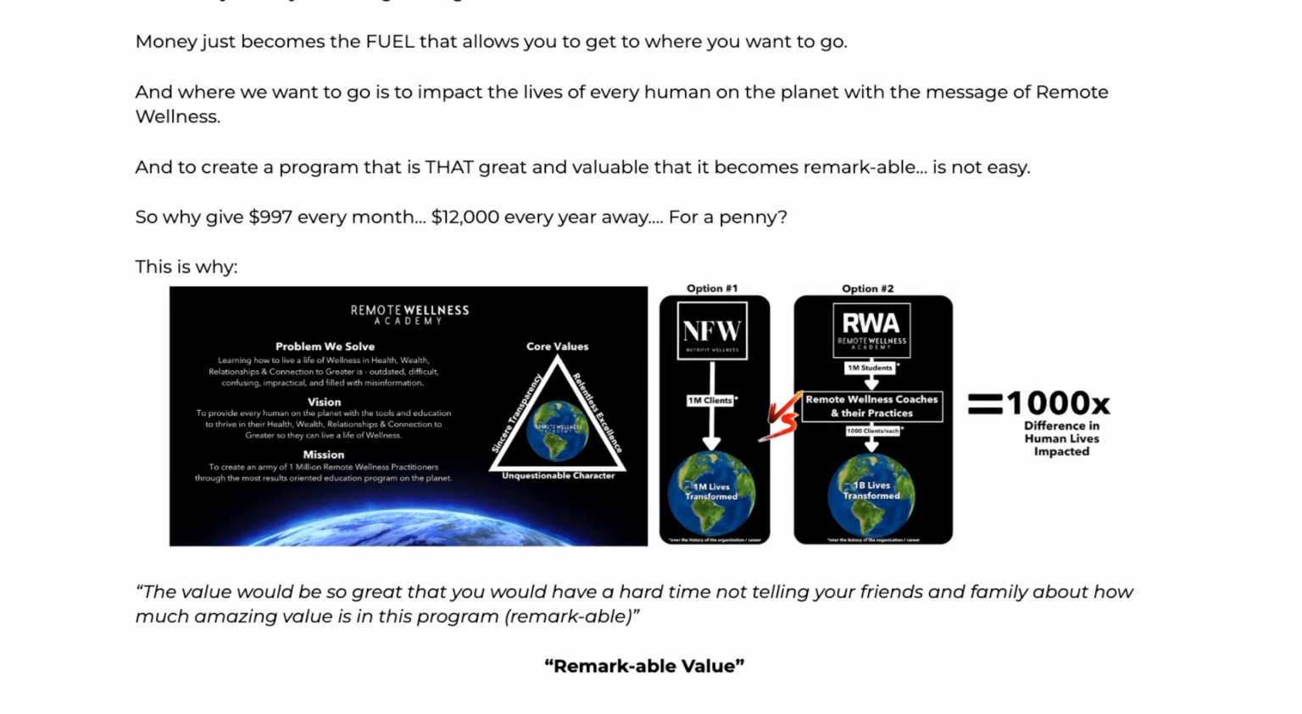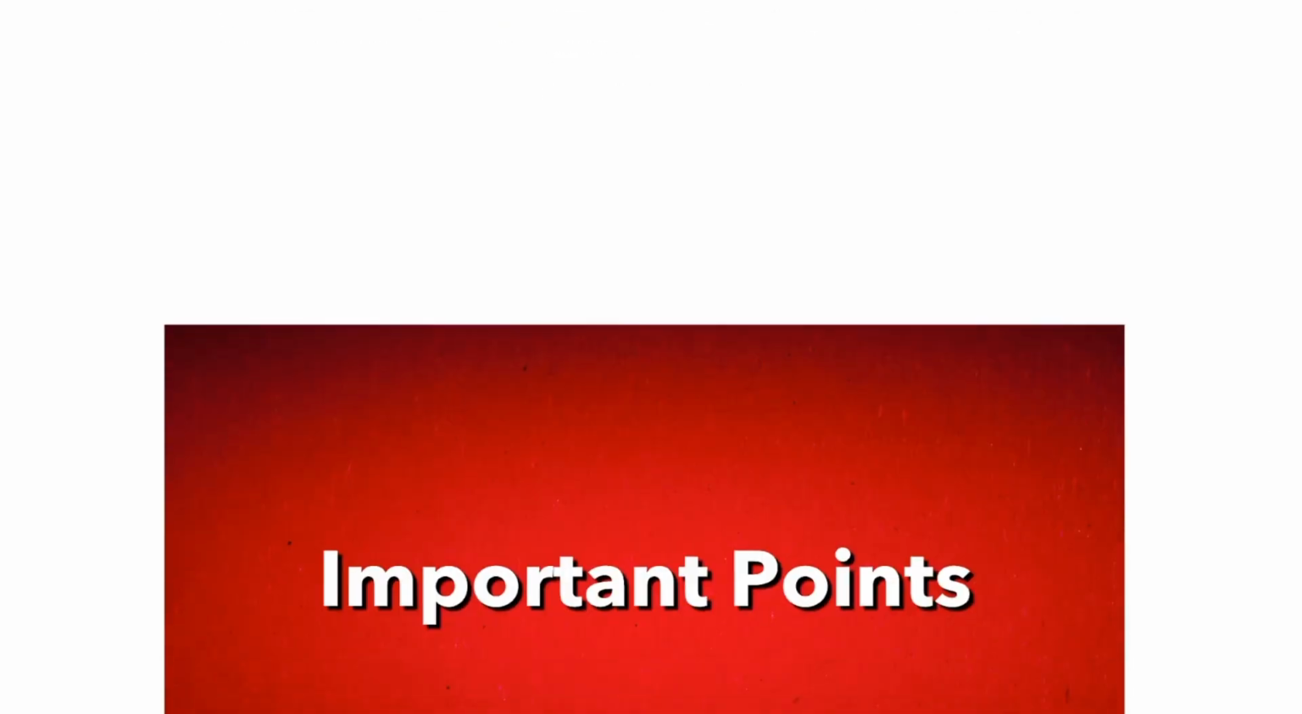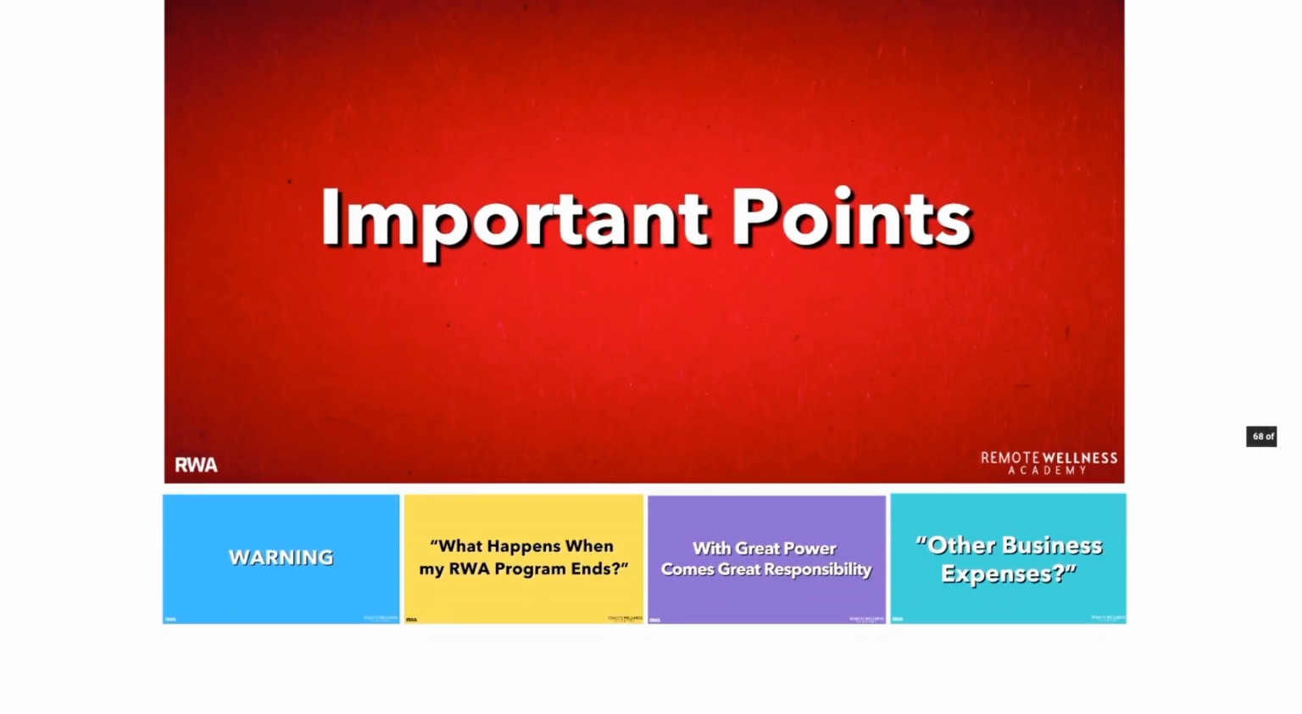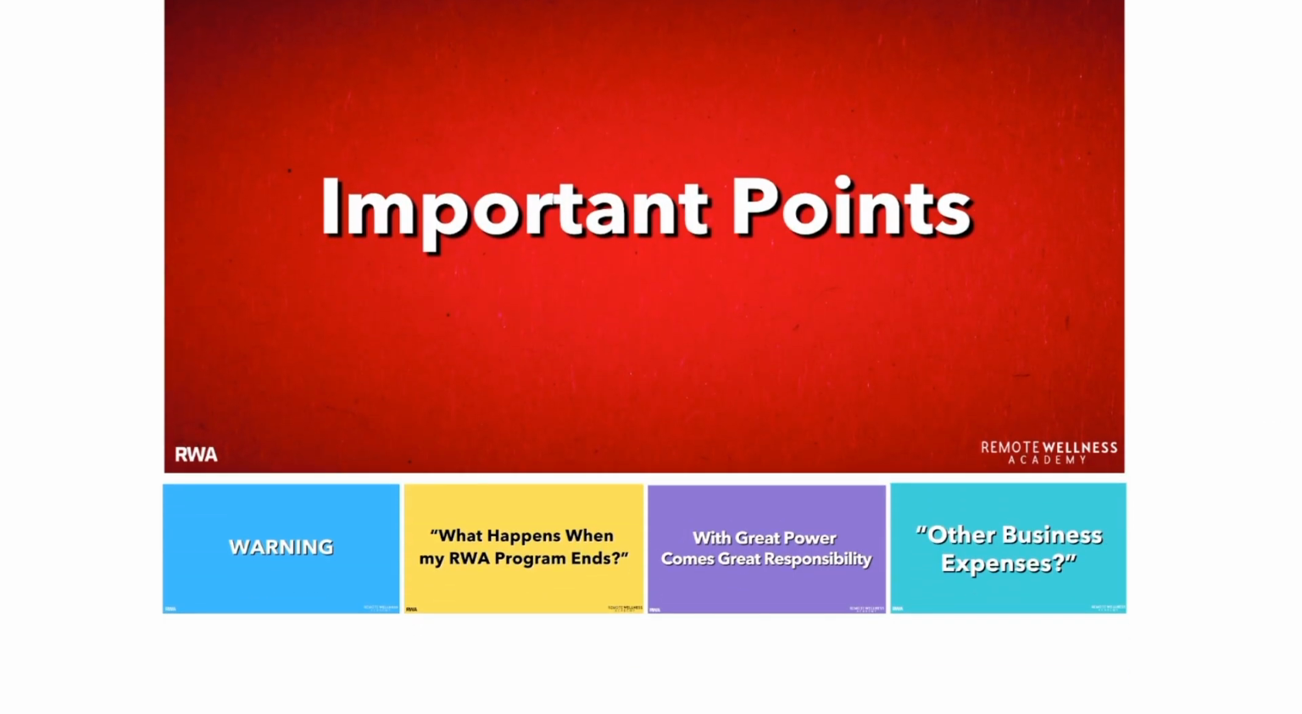Now, having said that, as we start to get into the more tactical parts of this training, and now that you understand the reason why we went ahead and made this choice, we want to go ahead and now talk about some important points. Okay, so we're gonna go ahead and talk about 4 important points. We're gonna talk about a warning, what happens when my RWA program ends, with great power comes great responsibility, and other business expenses. So let's go ahead and jump right into that right now.